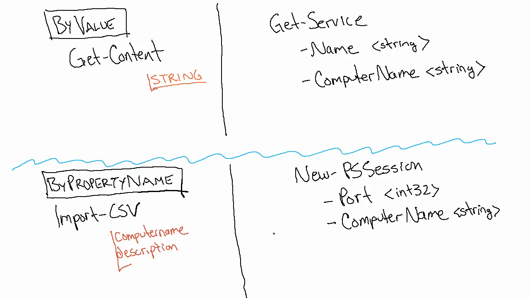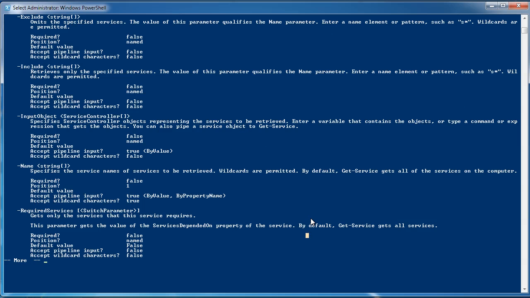In the case of New-PSSession, the ComputerName parameter binds pipeline input by property name, same as it does with the Get-Service cmdlet's ComputerName parameter. In this case, because I have an input object property named ComputerName, in other words, the property name matches the parameter name, the computer names from the CSV file will be matched to the ComputerName parameter of New-PSSession. Let's take a look at that example and see how it actually works.